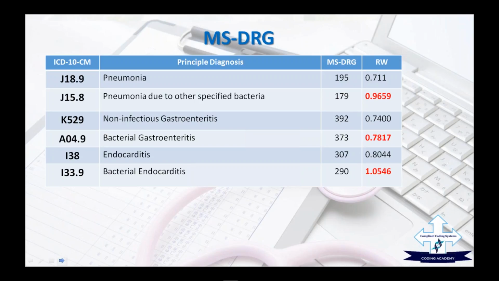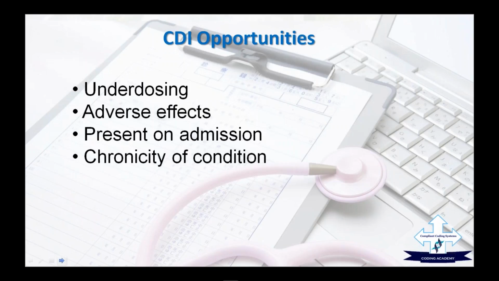The last one I want to show you is endocarditis. Look at the change. It's very big, from 0.844 to bacterial endocarditis at 1.0546. So these are the things that are very important with MS-DRG.